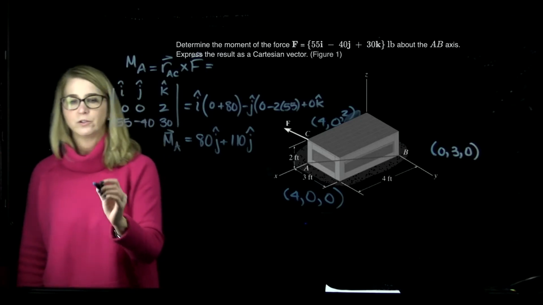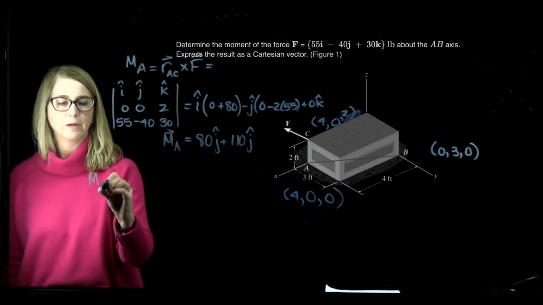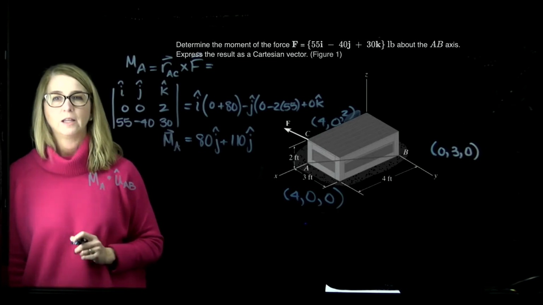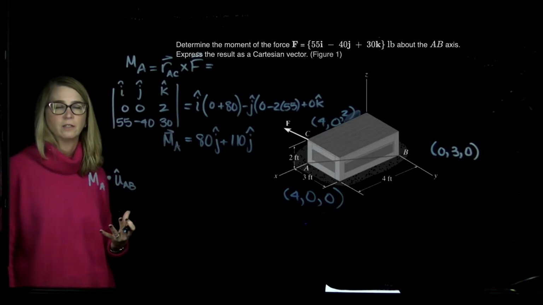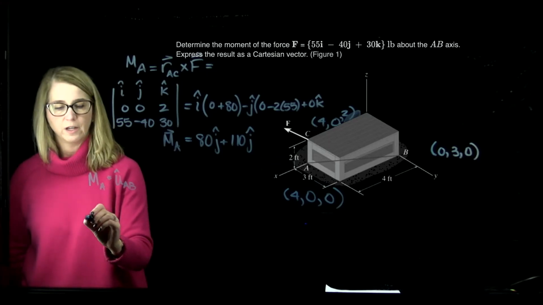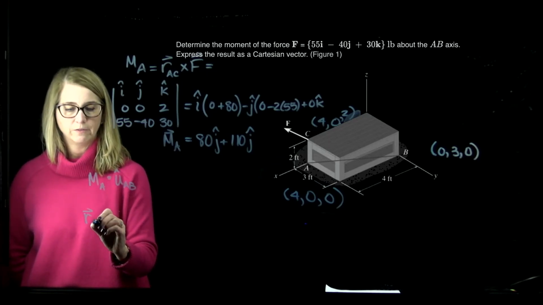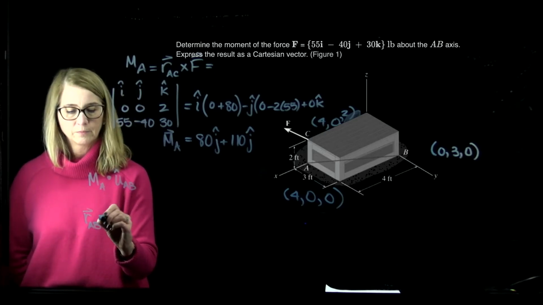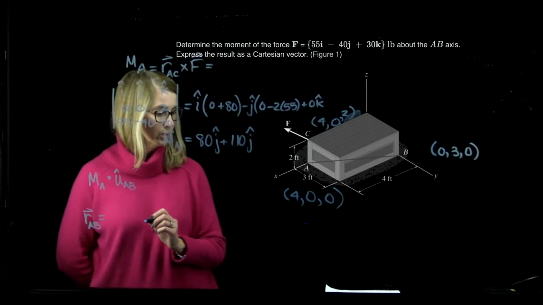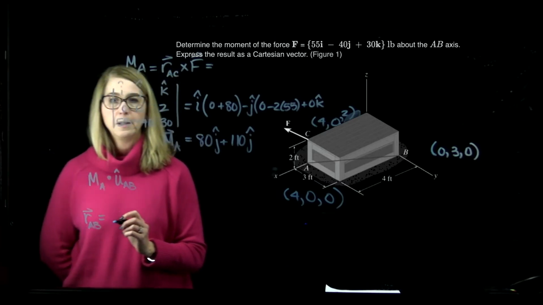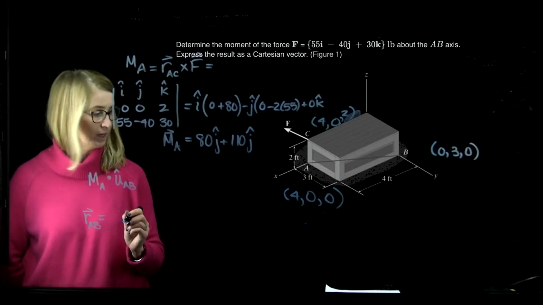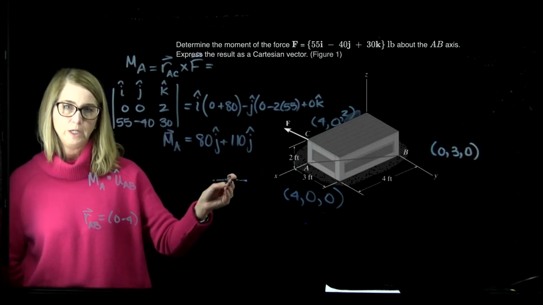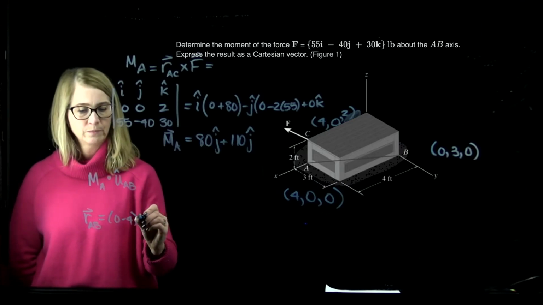And now I'm going to want to take the moment about A and dot it with a unit vector that is parallel to AB. And so that's going to take a little bit of work. First, I need to find a vector that goes from A to B. And so I'm using my coordinates for A and B. And so I'm going to have 0 minus 4, because I'm going to go B minus A coordinates.